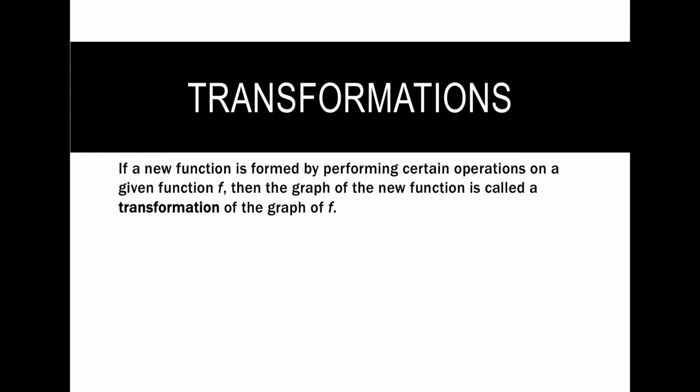So if a new function is formed by performing certain operations, and when we talk about operations, of course, we're talking about adding, subtracting, multiplying, dividing. So we take our original function and we add things to it, subtract things from it in various places of the function. What that does is it gives us a new function, and the graph of that new function we say is a transformation of the original function f.